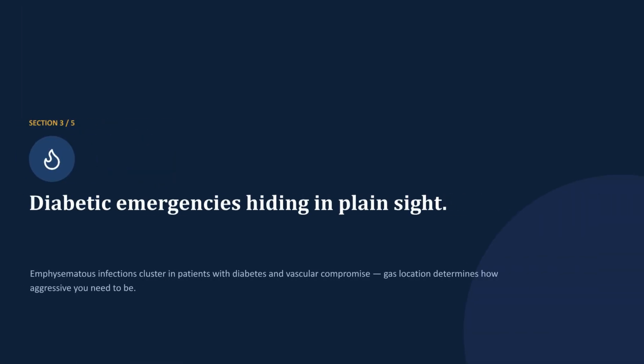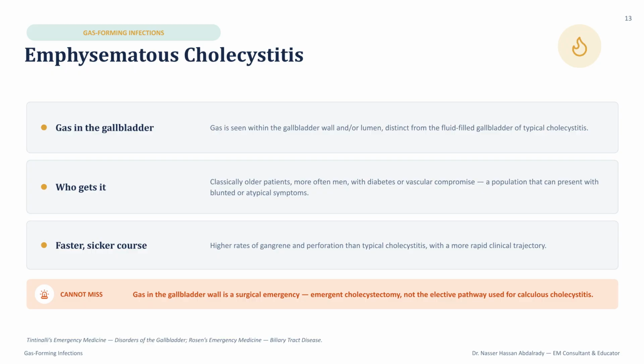Diabetic patients are at higher risk for emphysematous infections. Identifying the location of gas within these organs is essential for determining the necessary level of aggression in treatment. Emphysematous cholecystitis is a surgical emergency. If you see gas within the gallbladder wall or lumen in an at-risk patient, move toward emergent cholecystectomy rather than standard elective pathways.